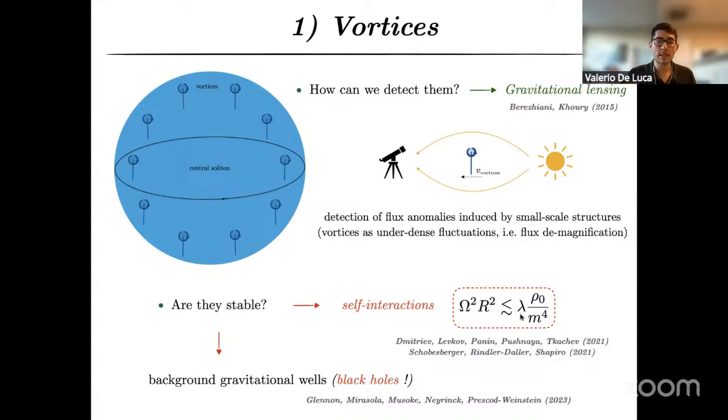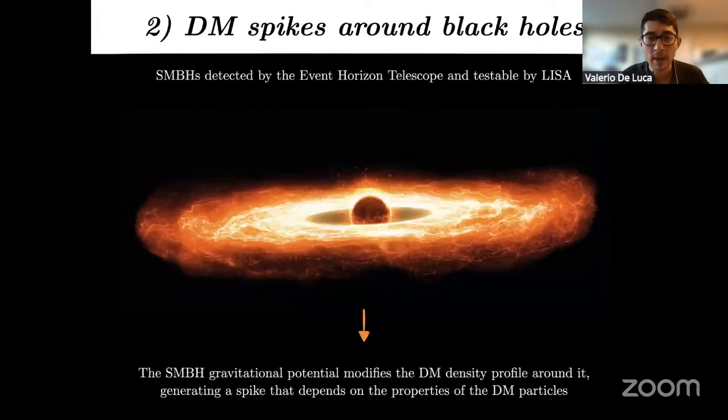Now, concerning black holes, this brings me to the second direction, which is to study how dark matter behaves around black holes. And as you know very well, supermassive black holes exist at the center of galaxies, and we have already detected various of them through the Event Horizon Telescope. And in principle, an experiment like LISA is going to be able to test the merger of binaries involving supermassive black holes.